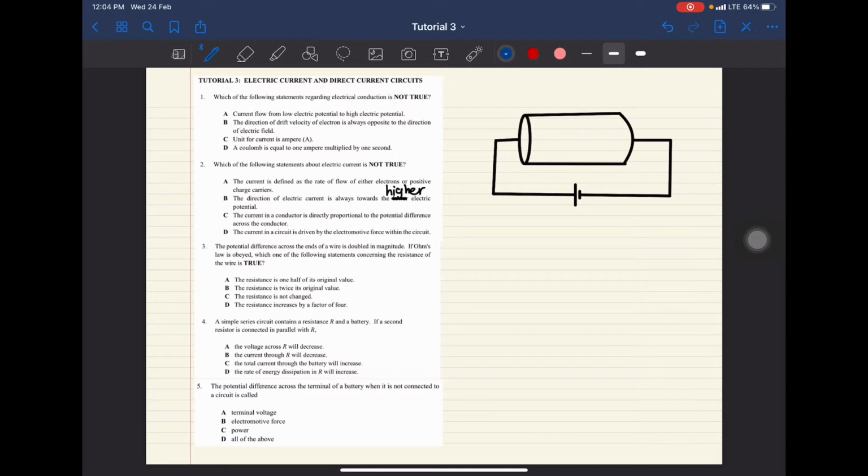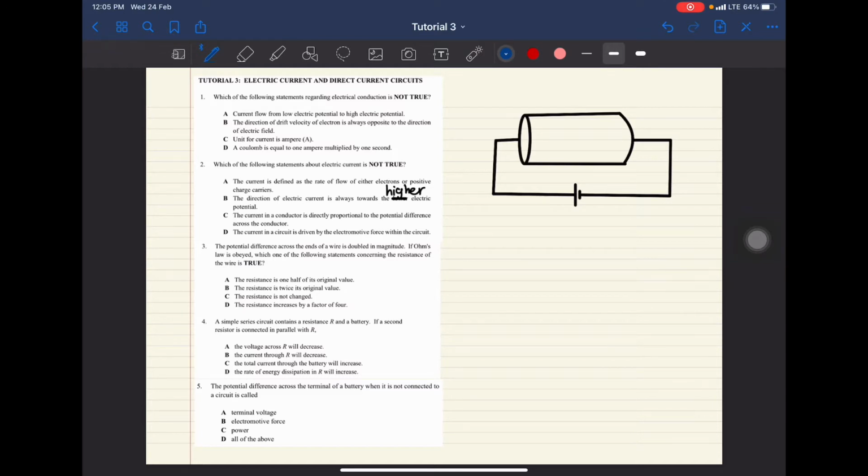Okay, question number 1. Which of the following statements regarding electric conduction is not true? You can read the answers. Current flows from low electric potential to high electric potential. That one is not correct. The direction of drift velocity of electron is always opposite to the direction of electric field. That one is correct.